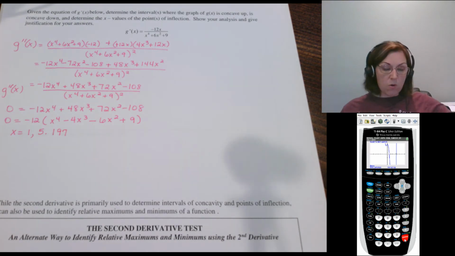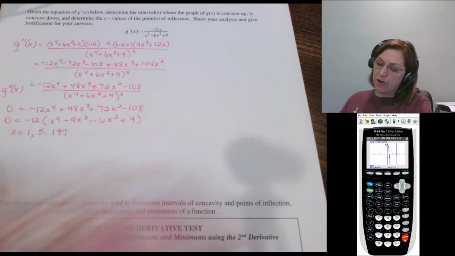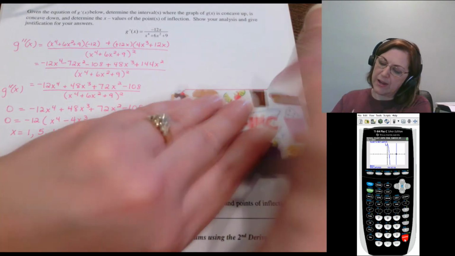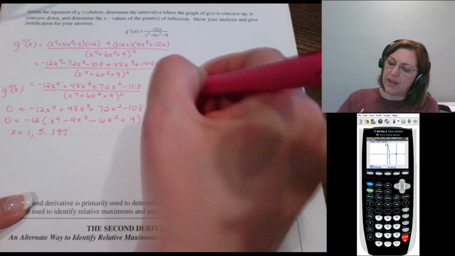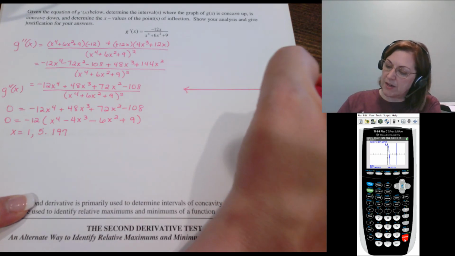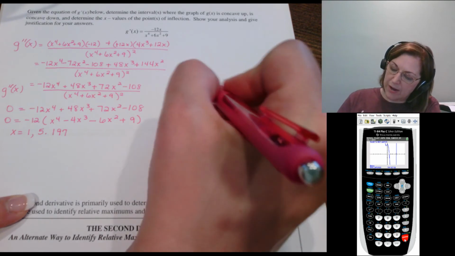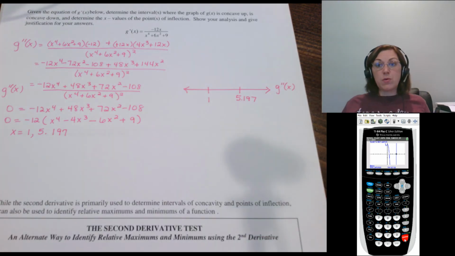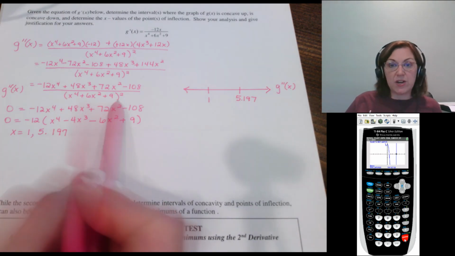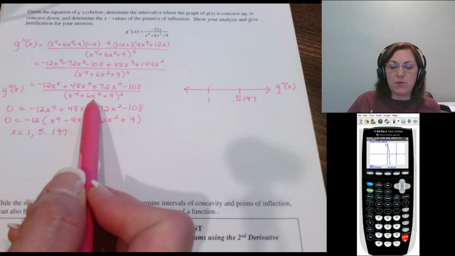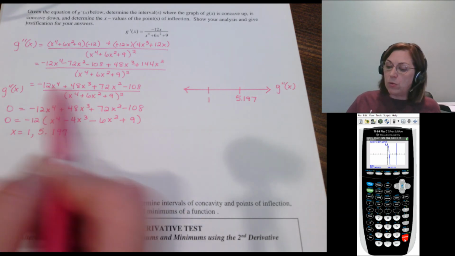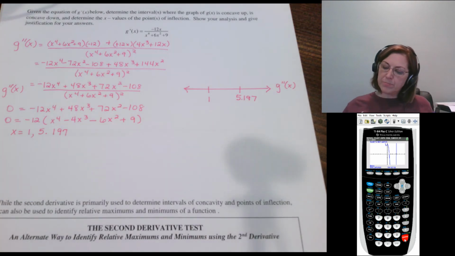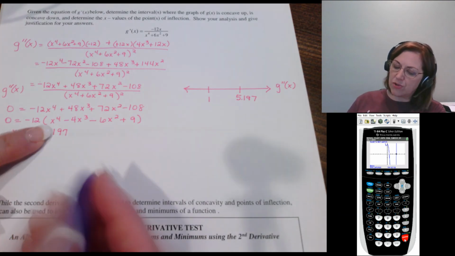Okay, so now let's put those numbers on our number line. Remember, it's a second derivative number line. So I'm going to put these numbers on my second derivative number line, and I'm going to test them. Now remember, the denominator of your second derivative was always going to be positive anyway, so we're not really concerned with that. I'm only concerned with this numerator, okay?